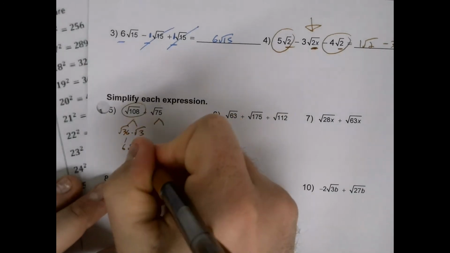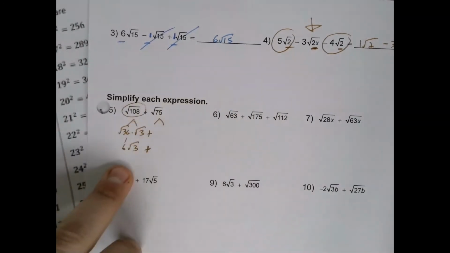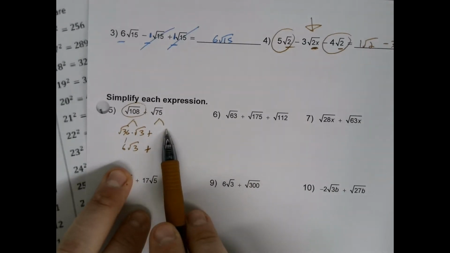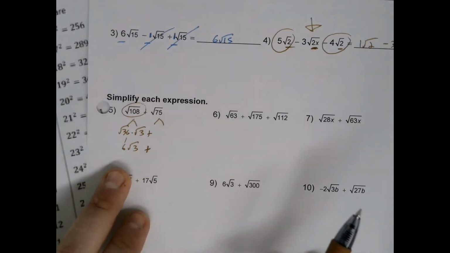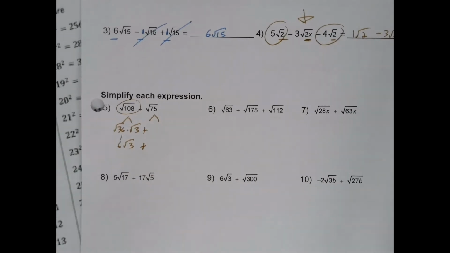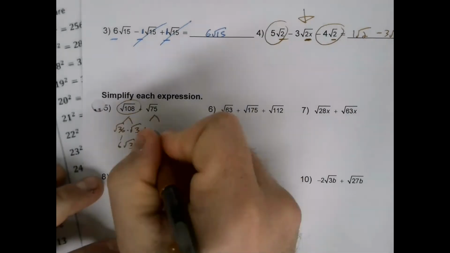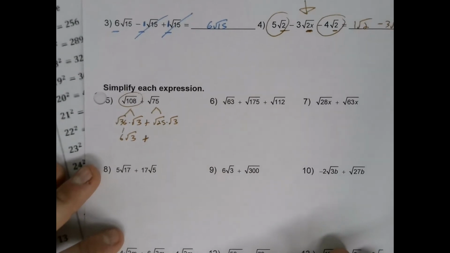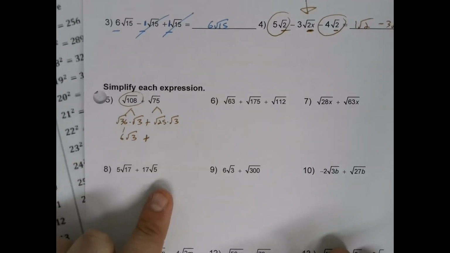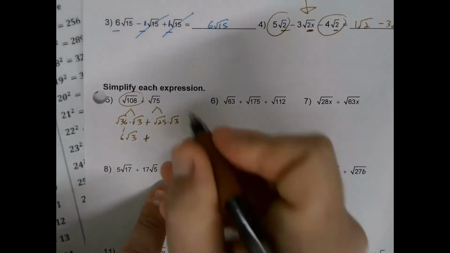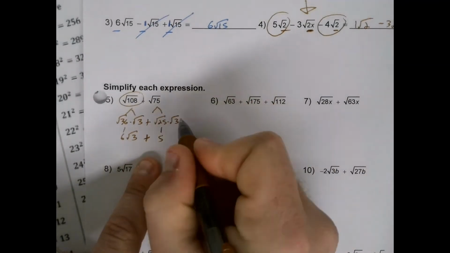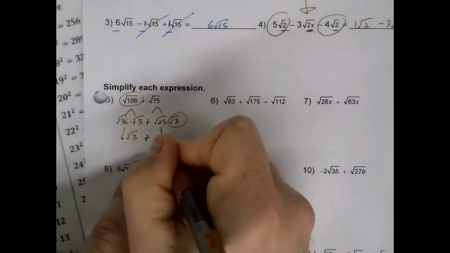That's 6 root 3. So we'll keep that in mind. Now we're going to do the same thing with 75. What perfect square comes out of 75? 25 and 3. 25 times 3, right? So you do exactly what we did the last few days. You just simplify the radical. And here's what happens that's kind of cool. What's root 25 become? 5. Can I do anything to root 3? No, so you just tack it on.